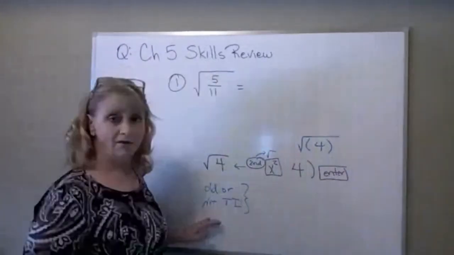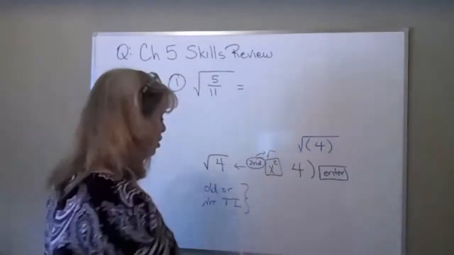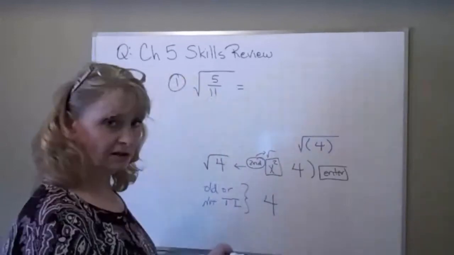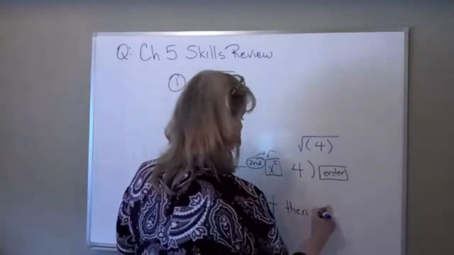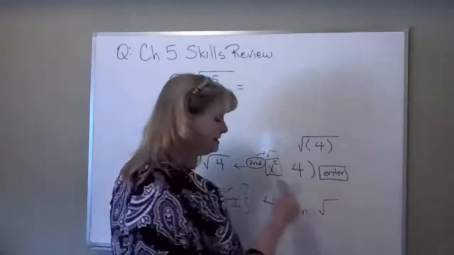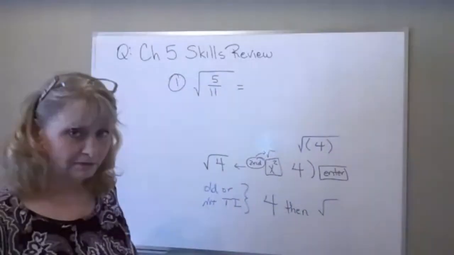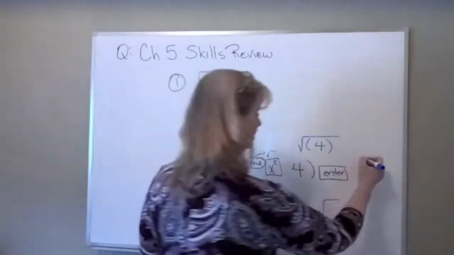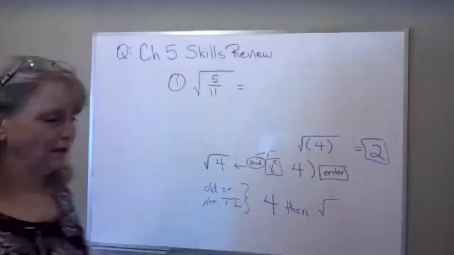But if you have an older calculator or a different kind of scientific calculator, you may have to put the 4 in first and then square root, which is probably still the second function on another button. So I'm going to give everybody a chance. Make sure you get 2 for your answer on this before we go on.